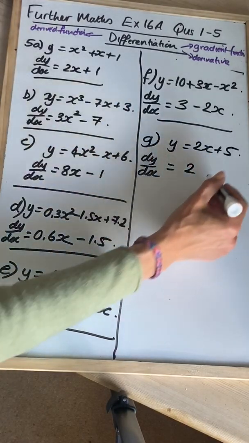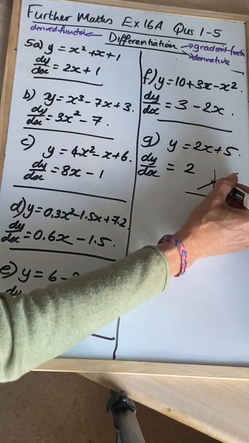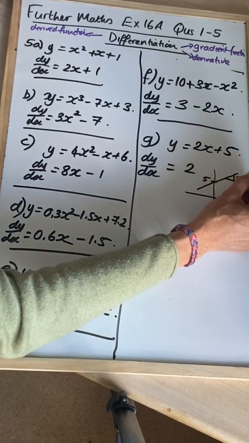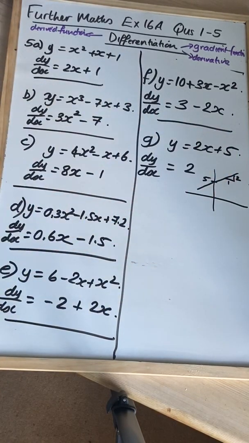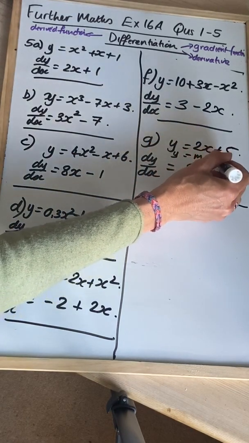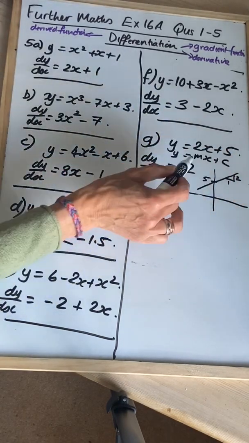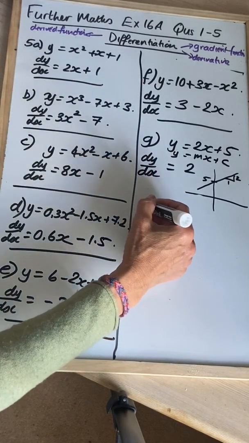If you think about it, this is just a straight line. It's going through the y-axis at 5, and it's got a gradient of 2. We know that because that's what we would do if we were just putting it into y equals mx plus c format, isn't it? So we would know that that gradient is 2. And indeed, when we differentiate it, that's exactly what we get.